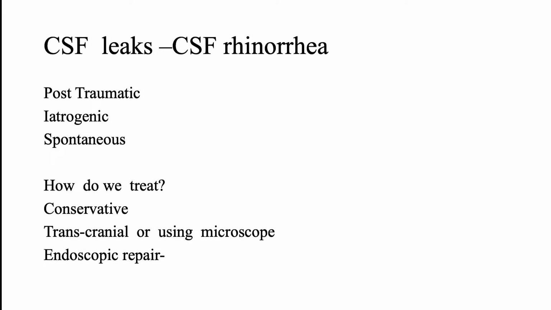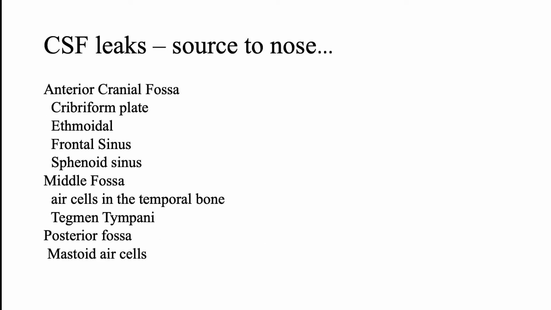How do we treat that? One, conservative: you give bed rest, acetazolamide, etc. And then you can go for a transcranial surgery using the microscope or even with bare eyes, or go for endoscopic repair. Now, where is this leak coming from, the source to the nose? In the anterior cranial fossa, you have the cribriform plate, the ethmoidal sinus, the frontal sinus, and the sphenoid sinus as the usual culprits.